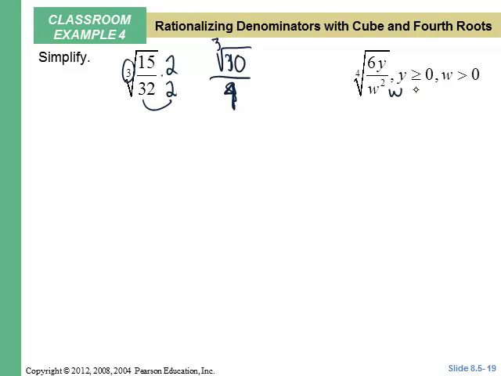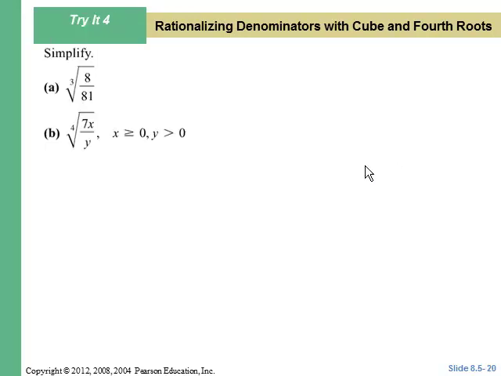Multiply top and bottom by w squared. And now the fourth root of w to the fourth is w. And then we'll have the fourth root of 6w squared y. I just did them in alphabetical order. You try these too.